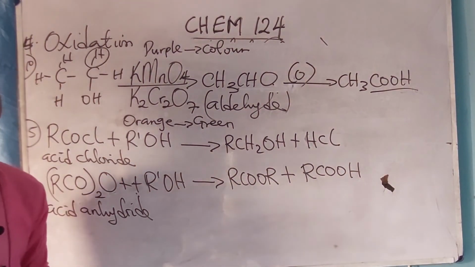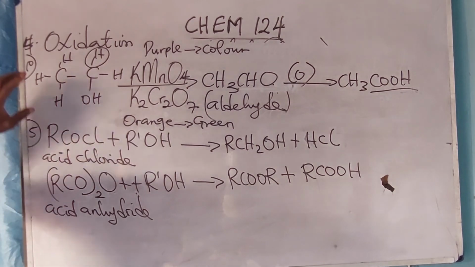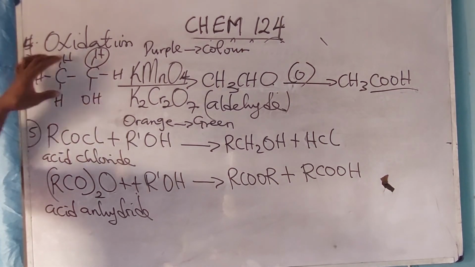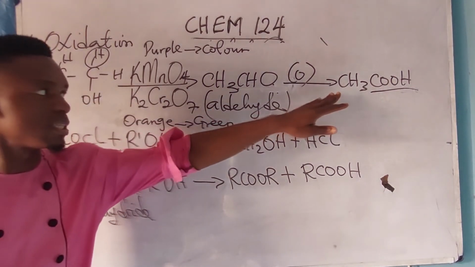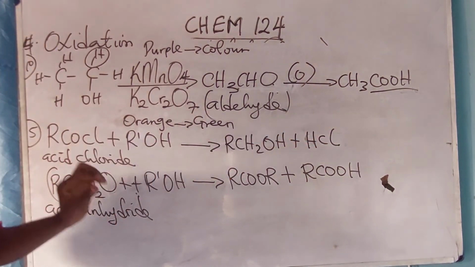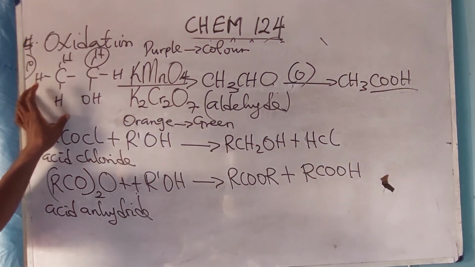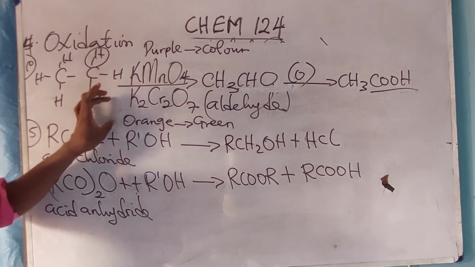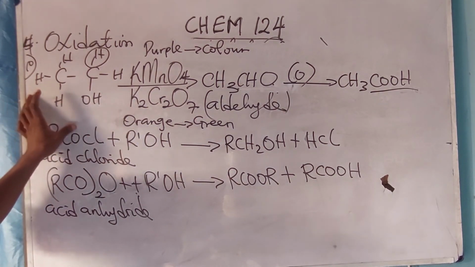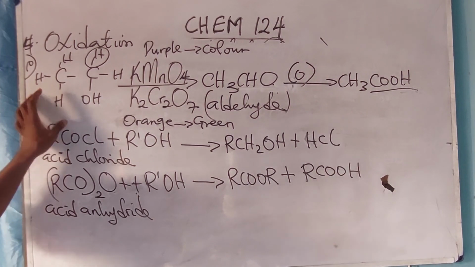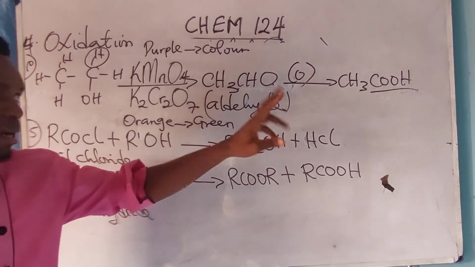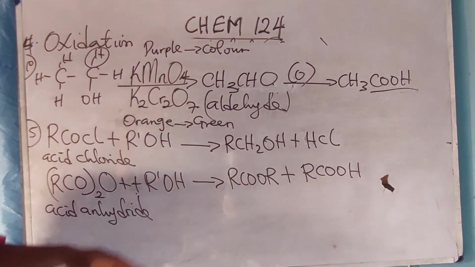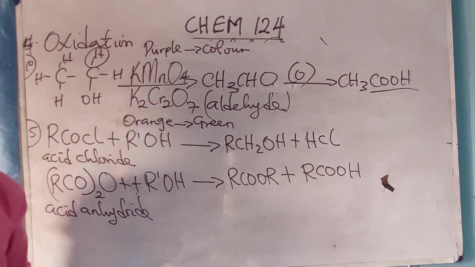So at this point, we call it a day. Don't forget, oxidation of primary alcohol produces aldehyde and carboxylic acid. The oxidation of secondary alcohol produces what? A ketone. The tertiary alcohol cannot be easily oxidized. Primary gives aldehyde and carboxylic acid, secondary gives ketone. Take note of that.